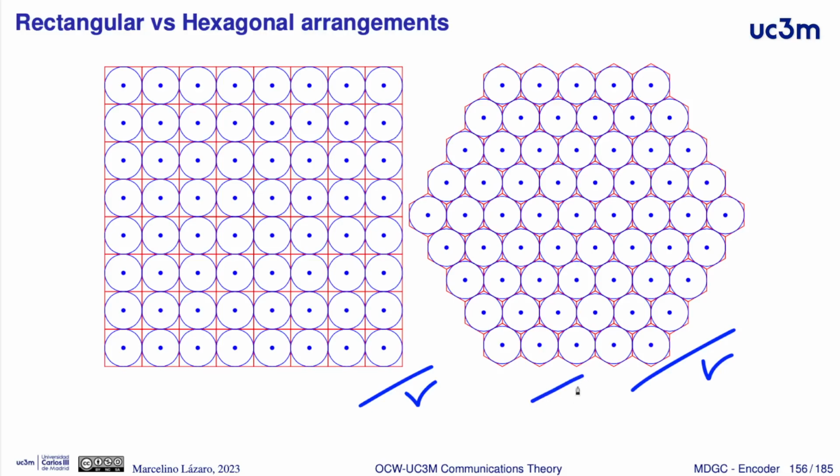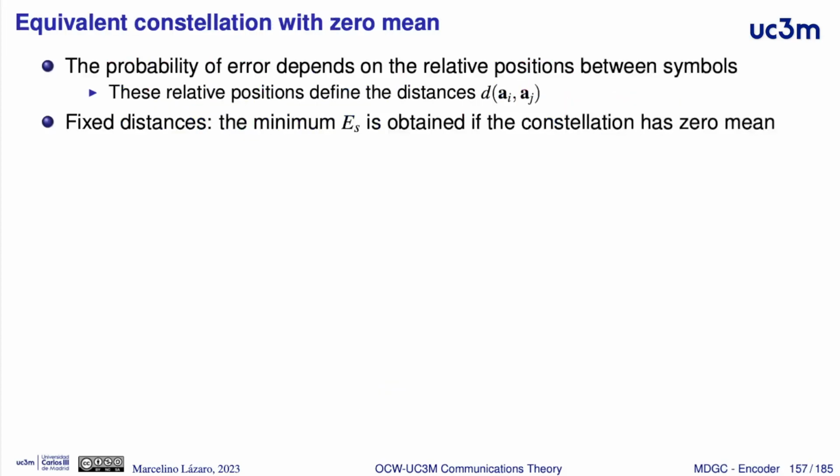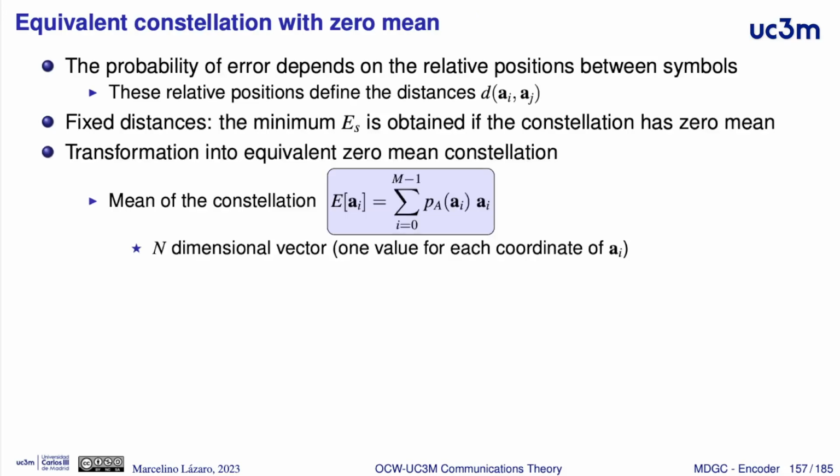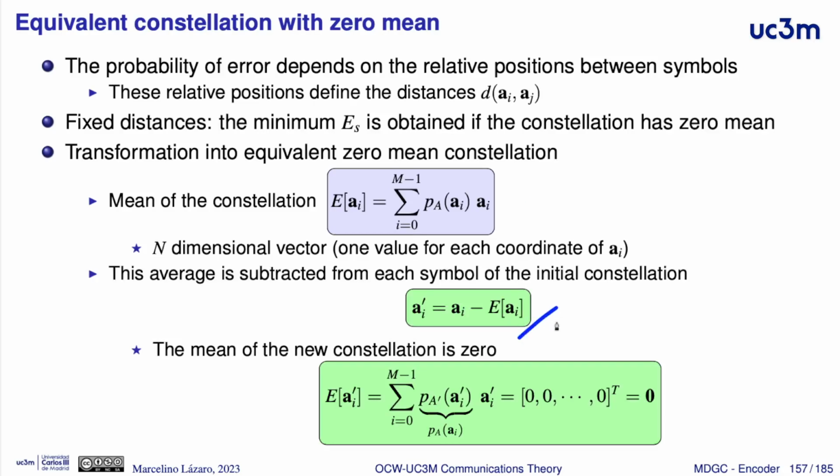Once that we have placed the spheres with this arrangement, it is important to guarantee a zero mean constellation. And if we have a constellation that initially is not zero mean, to convert this constellation in an equivalent one with zero mean is relatively simple. We need to compute the mean of the constellation, the mean of the coordinates of the symbol for each dimension, and then we can construct the new zero mean constellation just by subtracting to every symbol in the previous constellation this mean.